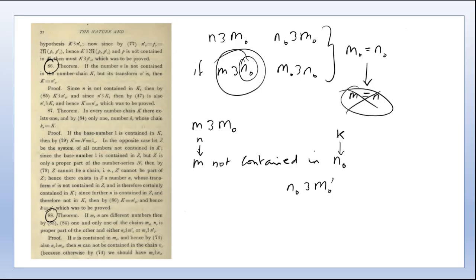In the contrary case, when n is not contained in the chain m0, we must have by 85 that m0 is a part of n0, which was to be proved. Okay, so nice and easy.